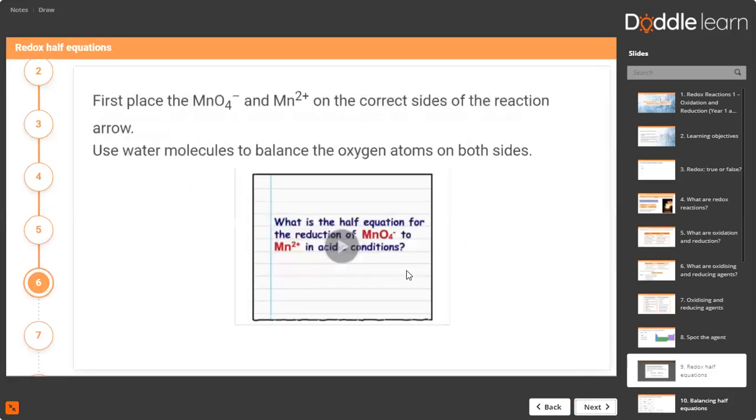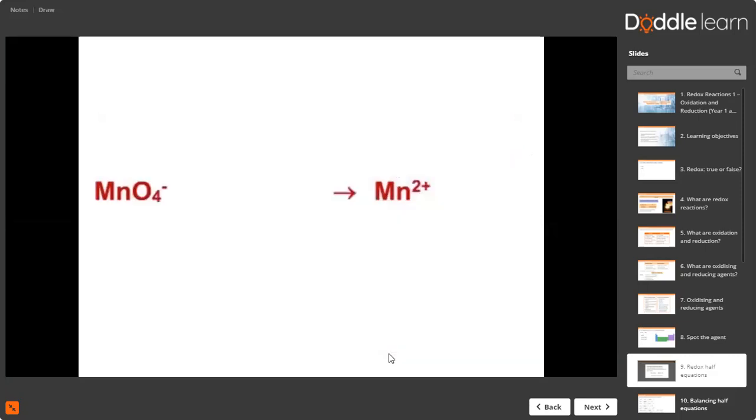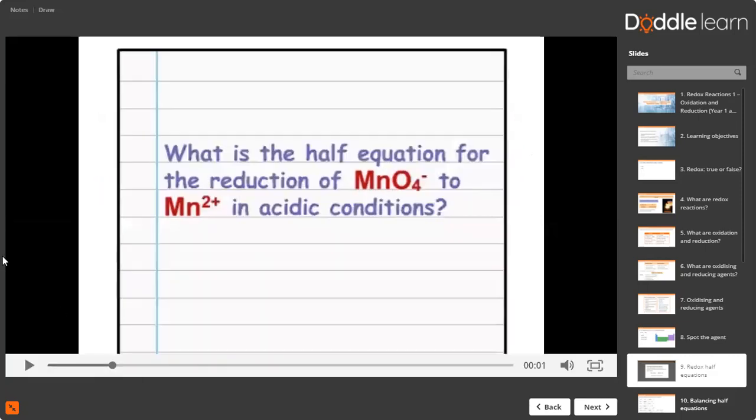Another example we're going to look at is the half equation for the reduction of MnO4- to Mn2+. So what we're going to do is put them on either side of the reaction arrow. I'm going to use water molecules to balance the oxygen atoms on both sides of the equation.